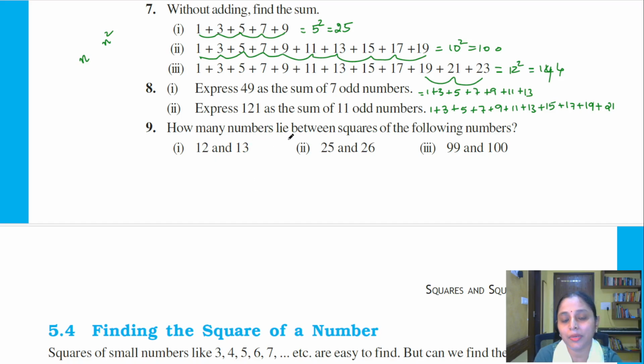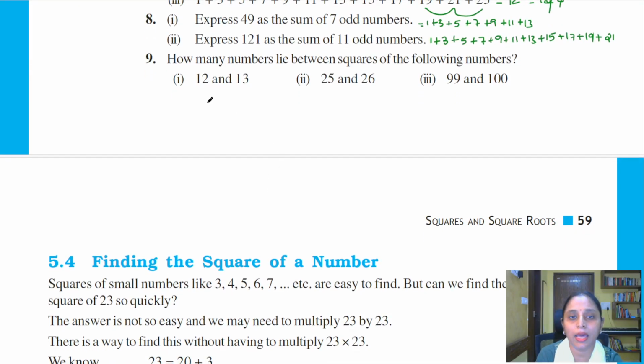Now, how many numbers lie between squares of the following numbers? This also we have in one of the observations, that when you have 12 square and 13 square, how many natural numbers lie between them? The answer is 2n, right? So 2 into 12, here the answer is 24. Here it is 2 into 25, the answer is 50. You can quickly check actually whether it is correct or not.